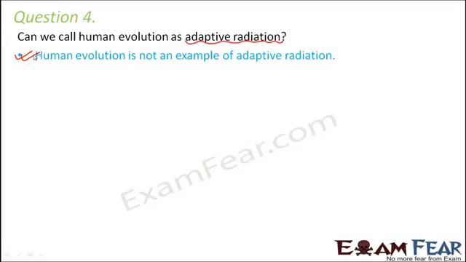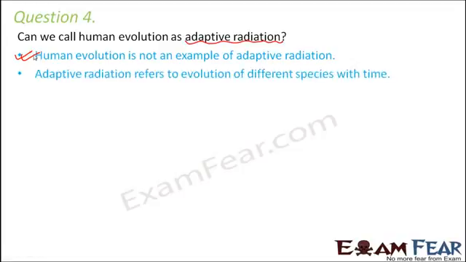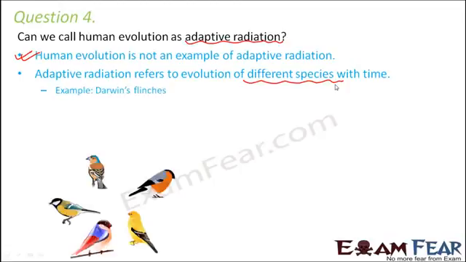So it is not at all an example of adaptive radiation, because adaptive radiation refers to evolution of different species with time, and in this case different species did not evolve. If you talk about adaptive radiation, Darwin's finches are a good example, where only one species of finch entered the island and then later it gave rise to around 13 to 15 species of finches. So this is an example of adaptive radiation.